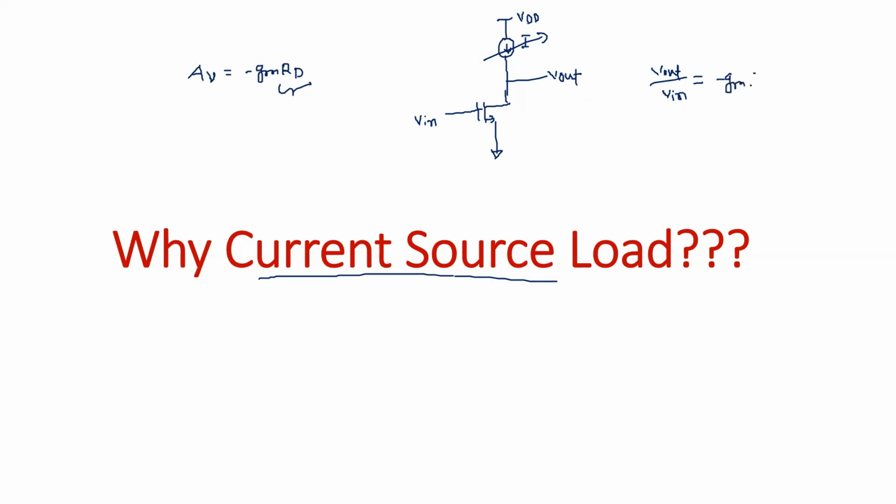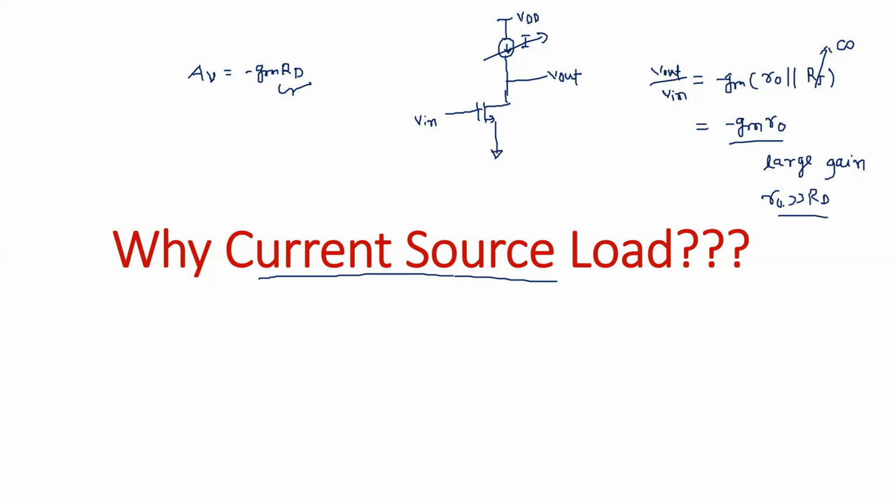minus GM, R naught parallel with R of this current source. And this current source impedance is almost infinite because it is open now. So it will be around minus GM R naught. So this is a very large gain actually. The intrinsic gain is a large gain because this R naught is very, very much greater than RD. So this is the large gain that we are getting from here. This is with the ideal current source.